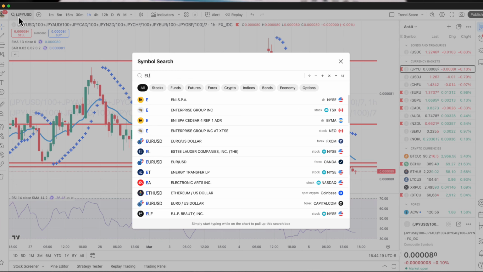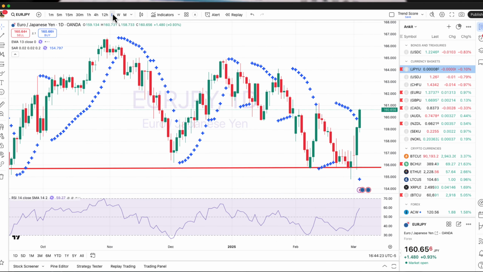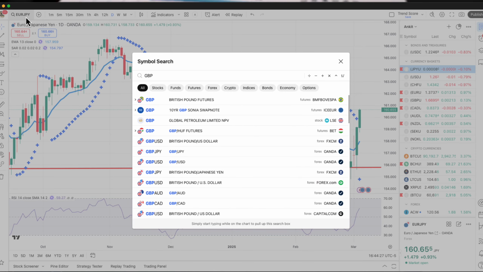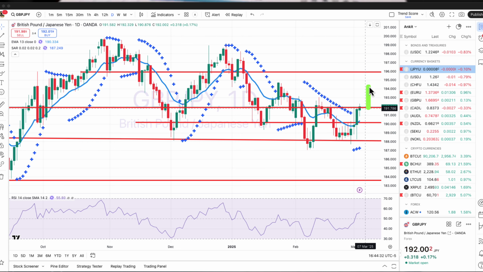Let's take a look at how euro yen is doing. This thing is already kind of in the overbought zone over here. Let's go with the pound yen. Pound yen had a nice little recovery here. So again, a further breakout above it. We'll open that window here.